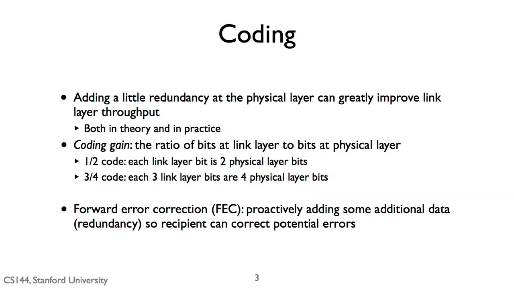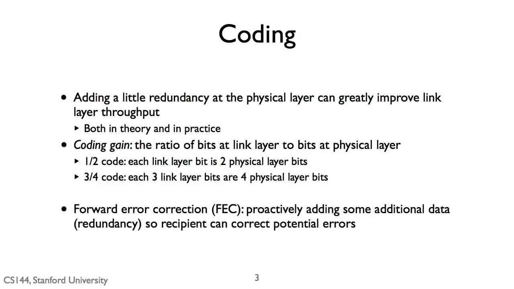So instead, what you want to do is coding. Coding is a way where you add a little bit of redundancy to the data. In this case, we're talking about the physical layer, but you can do it in all kinds of situations. So you add a little bit of redundancy to make up for these expected uncommon bit errors. And in adding in this little bit of redundancy, its cost is much, much smaller than its benefit. By doing this, you can greatly improve your link throughput, because just by adding a little bit of redundancy, all your packets get through as opposed to almost none of your packets getting through. And this is true in theory as well as practice.